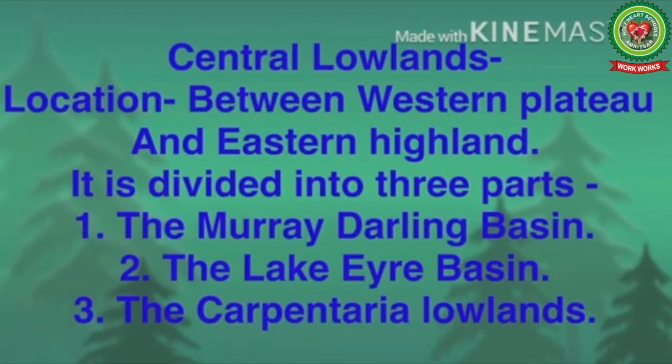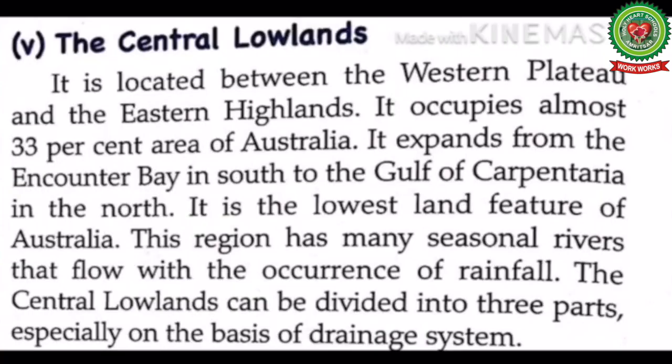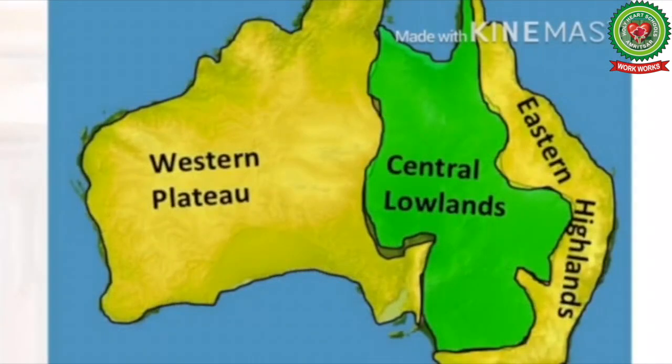The next physical feature we will discuss is the central lowlands. It is located between the western plateau and the eastern highlands. It is divided into three parts. Number 1, the Murray-Darling Basin. Number 2, the Lake Eyre Basin. Number 3, the Carpentaria Lowlands. The central lowlands are located between the western plateau and the eastern highlands.